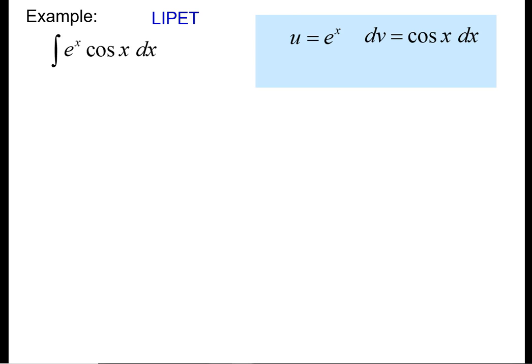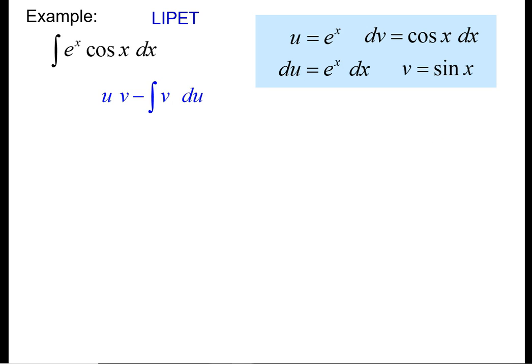Let's try this one. We've got the antiderivative of e to the x times cosine x dx. So think about LIPIT again. Which one is going to be your choice for u? Is that going to be the trig function or the exponential function? Well, e comes before trig in this acronym, so u is going to be e to the x. That means cosine x dx has to be dv. And so du is equal to e to the x dx, the derivative, of course, of e to the x. Antiderivative of cosine x is going to give us our v, and that would be sine x.